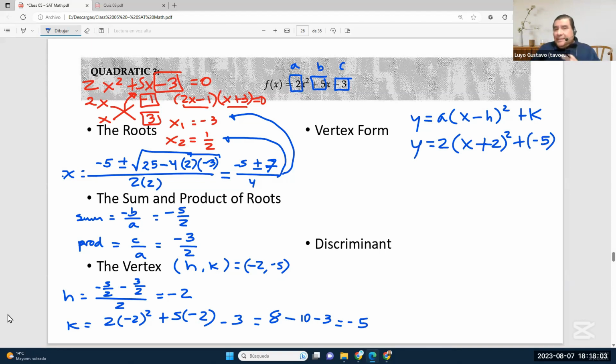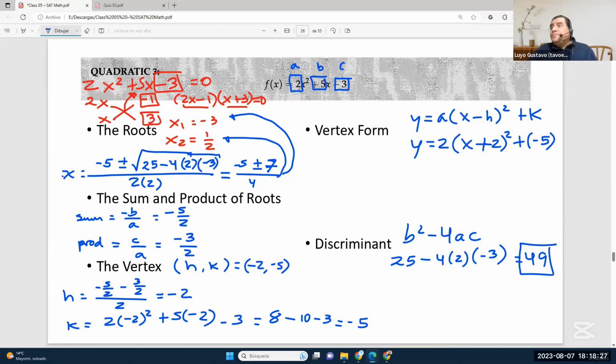The discriminant of this expression. What is the discriminant? Okay, the discriminant is b squared minus 4 times a times c. So the discriminant is 25. We already found it here, right? It was 49. Minus 4 times 2 times negative 3. So this is 49.